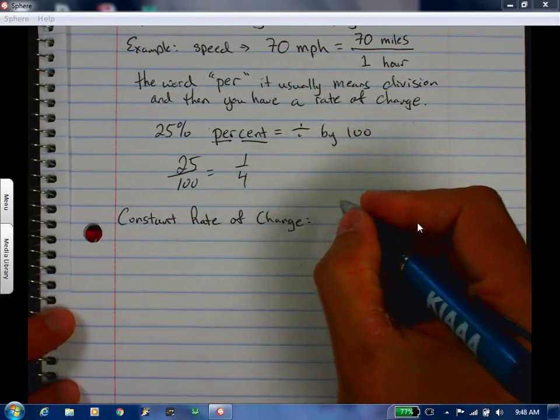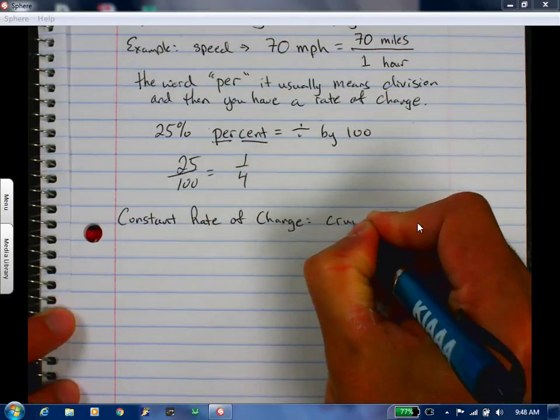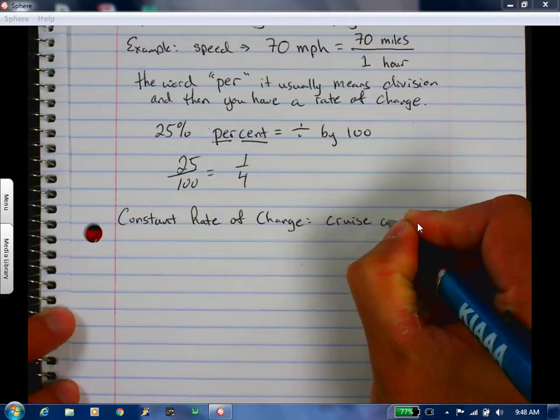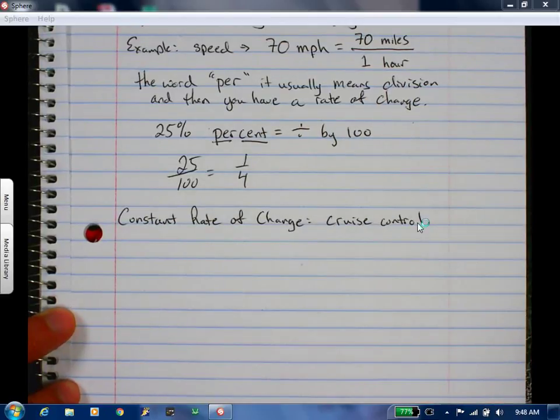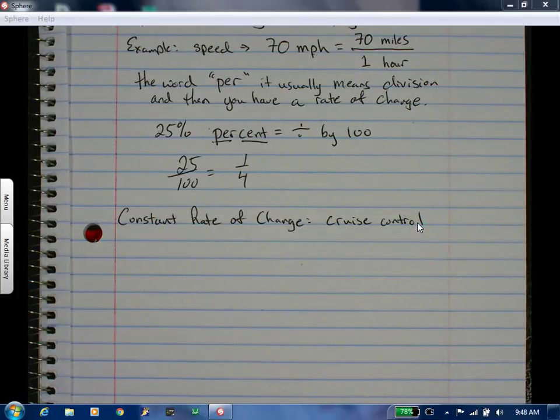And I want you to think of the cruise control, or just think of cruise control with a constant rate of change. You set it, your car stays constant, right? If your cruise control is good. Alright. I've had cars that do a good job with that. I've had cars that don't do a good job with that.